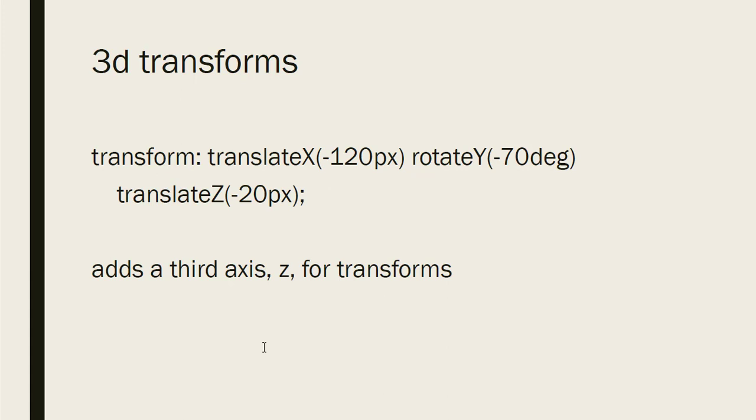There are also 3D transforms, and here we have a translate, but now we have the option to not only translate in the X and Y direction, but to translate in the Z direction. And so 3D transforms add this concept of a third axis, the Z axis, and that either comes towards the viewer if it's a positive value or goes away from the viewer if it's a negative value. And we still have the translate and rotate, but now they can be X, Y, and Z. So we get those 3D transformations.